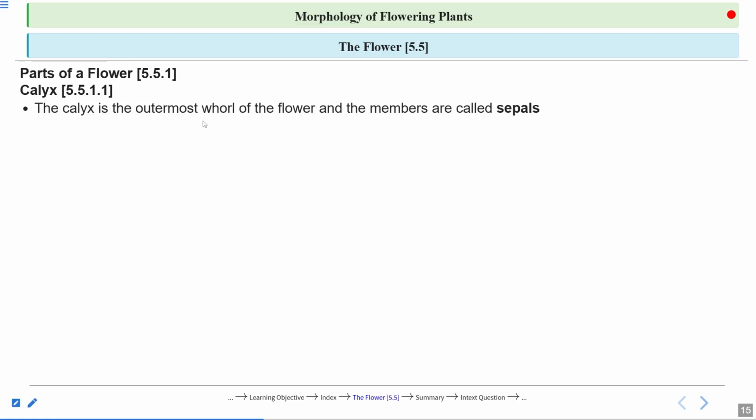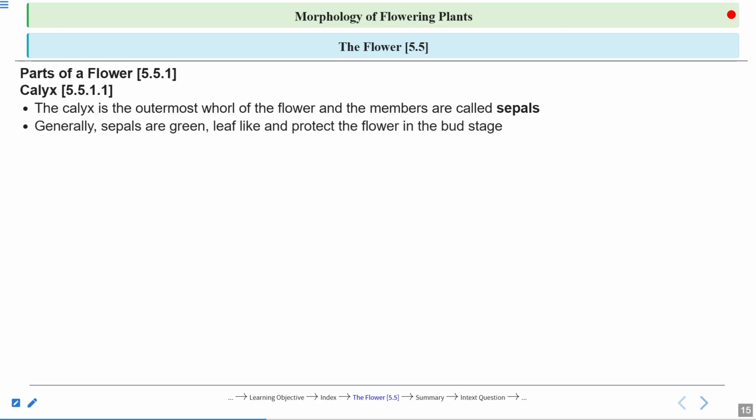The calyx is the outermost whorl of the flower, and the members are called as sepals. So all the sepals unitedly called as calyx. Don't get confused. Sepals are the units and the calyx is the group of all the sepals. Okay.